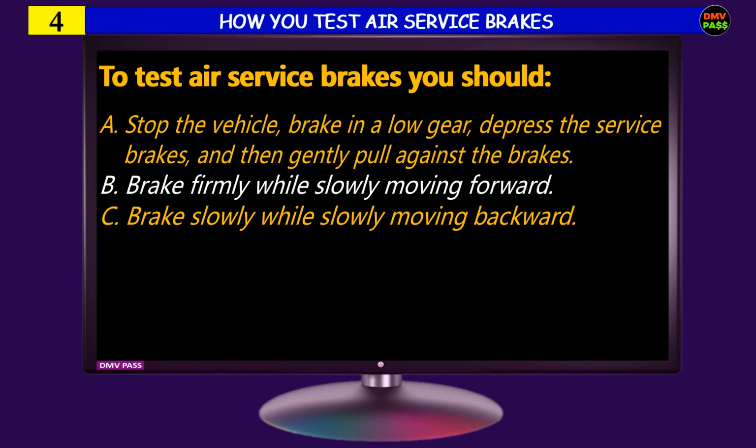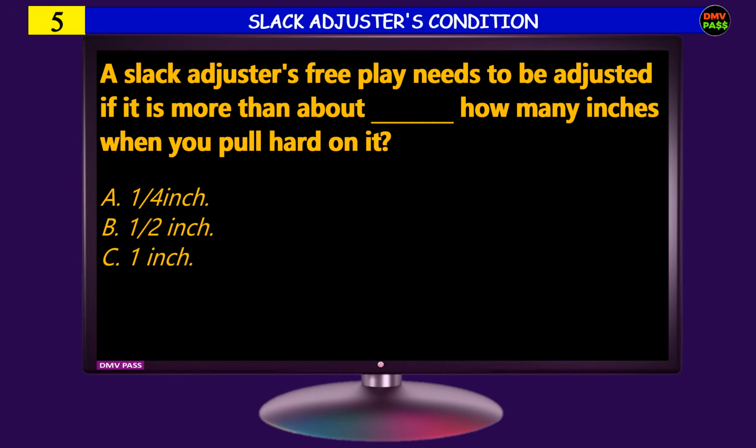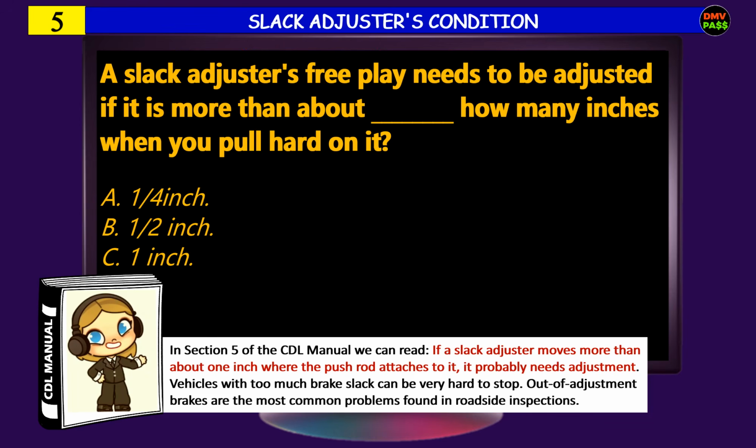Next question. 5. A slack adjuster's free play needs to be adjusted if it is more than about blank. How many inches when you pull hard on it? A. 1/4 inch. B. 1/2 inch. C. 1 inch.